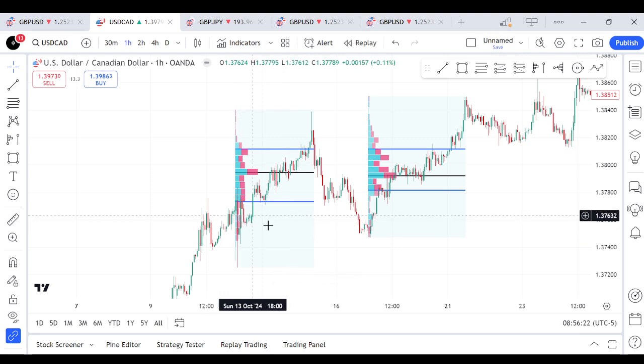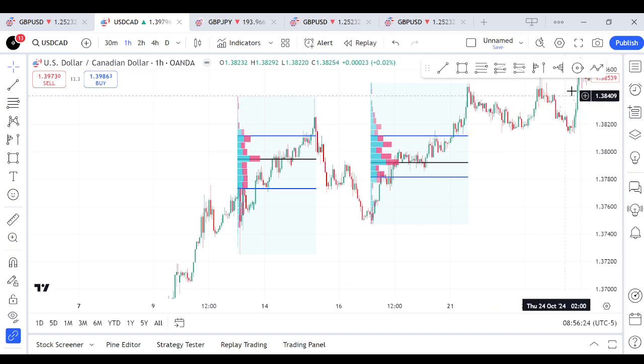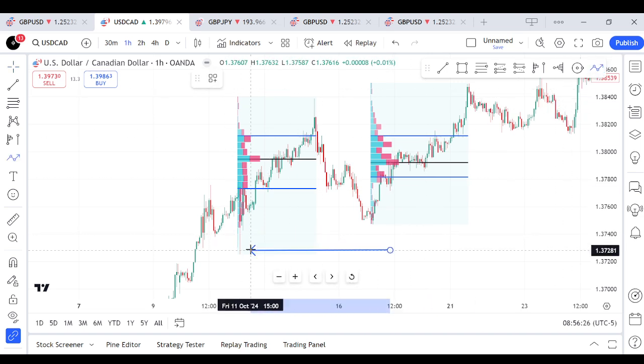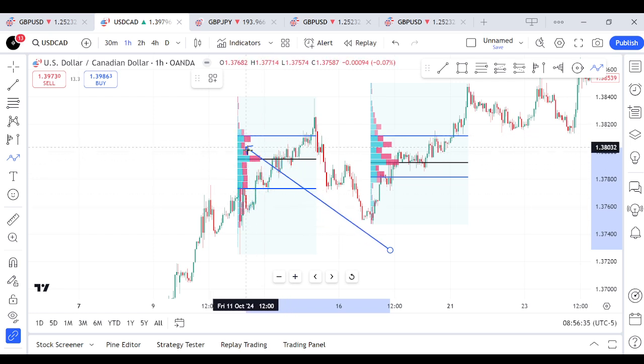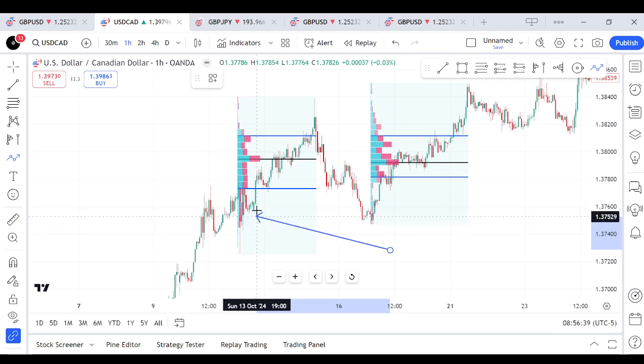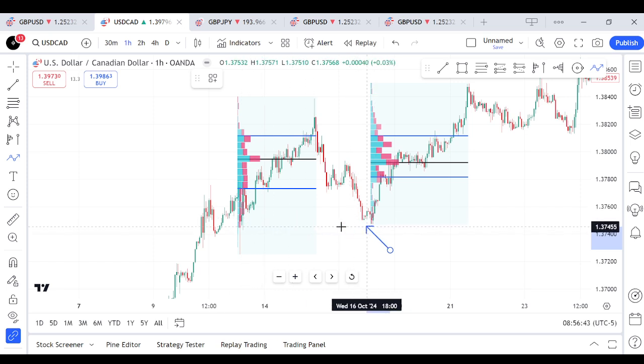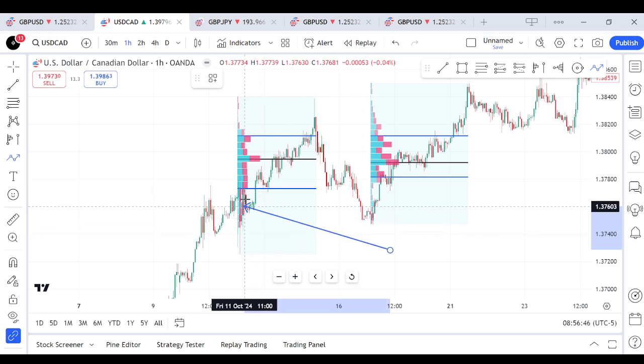And this is an area of low volume nodes. Like this, there was no trading activity within here, and there was no trading activity within this area. But these areas where we have trading activity, they are the high volume nodes, and price often uses these areas for support and resistance levels.